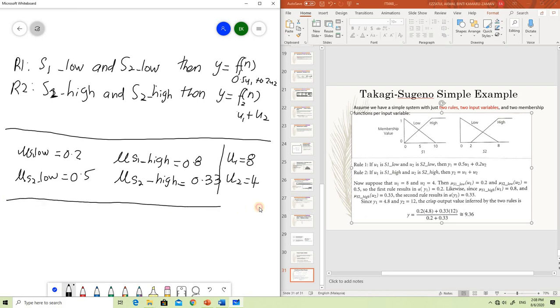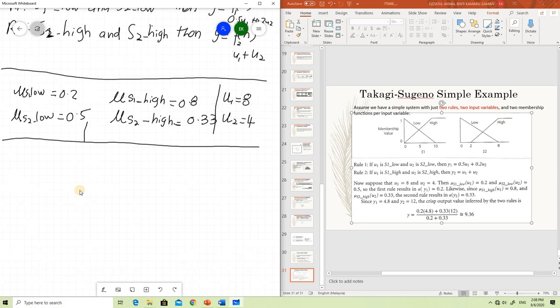So using the Takagi-Sugeno rule evaluation and defuzzification process, you have to find the crisp value or the weighted average. So what you have to do is you have to draw the fuzzy rule graph. Okay, so the rule evaluation graph will be like this.